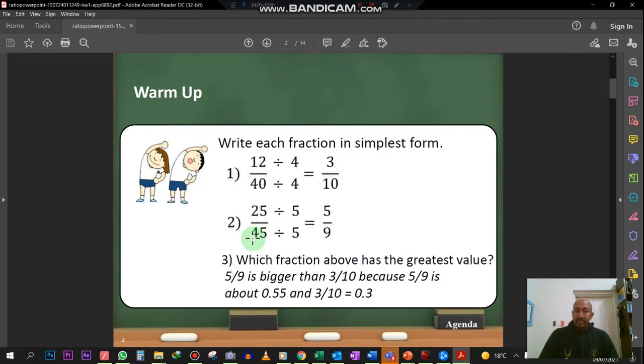If you look at the second example here, you've got 25 over 45. And again, we want to look for the highest common factor. In other words, what is the biggest number that can divide into both 25 and 45 without leaving a remainder? With your knowledge of tables, you'll quickly see that the obvious number here is going to be 5. It is the largest number that can go into both of those without leaving a remainder. 25 divided by 5 gives you 5. 45 divided by 5 gives you 9. And you'll see that equivalent fractions is a skill that we will be using when we are talking about ratios.